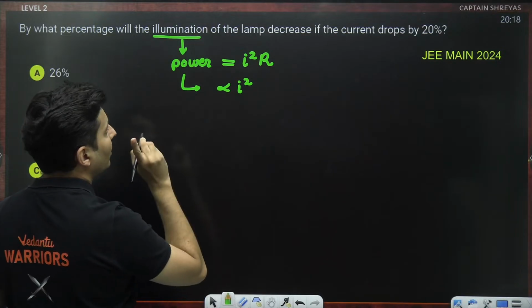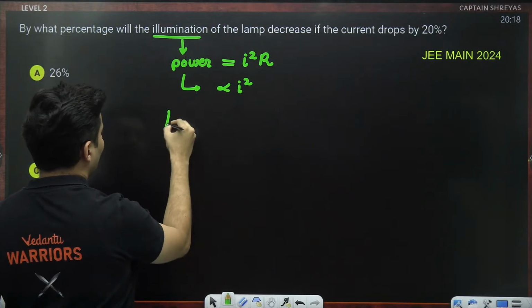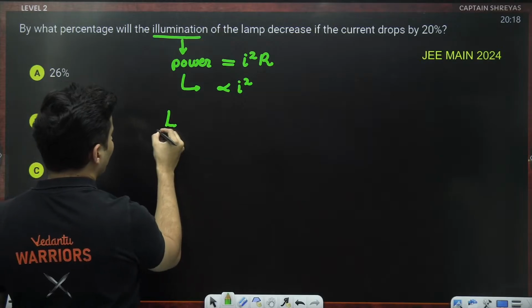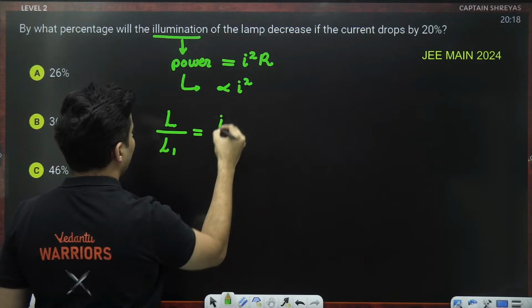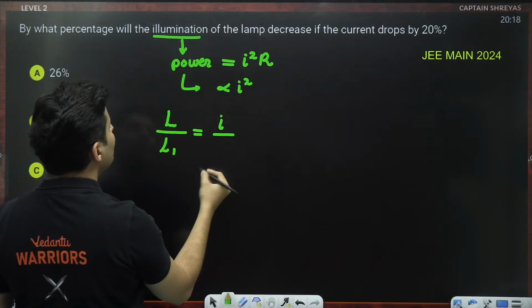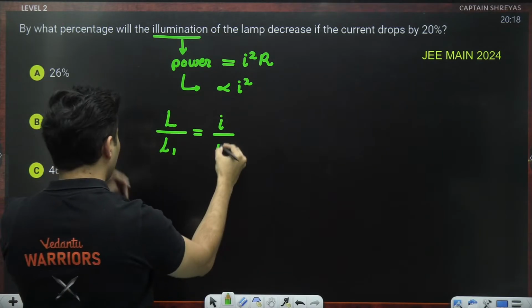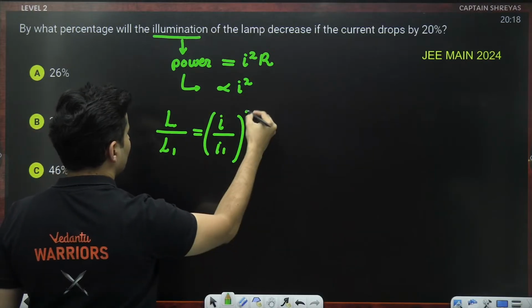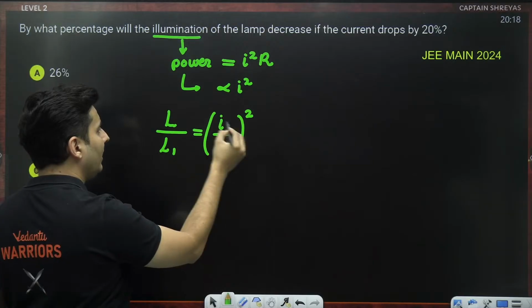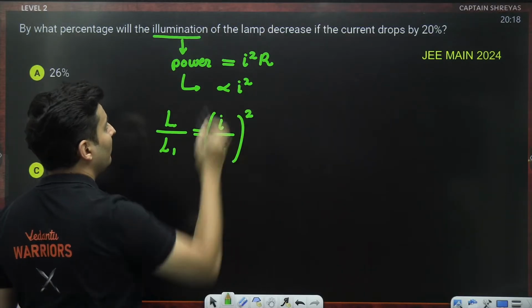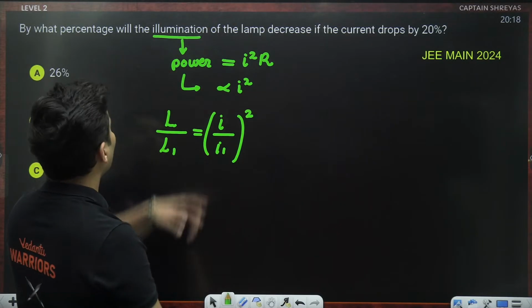If the original illumination was L and the new illumination is L1, the old current will be I and the new current will be I1, and I will just square this, because illumination is directly proportional to the square of the current. Resistance will be the same.